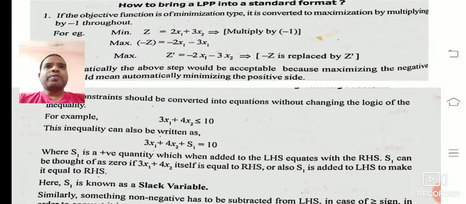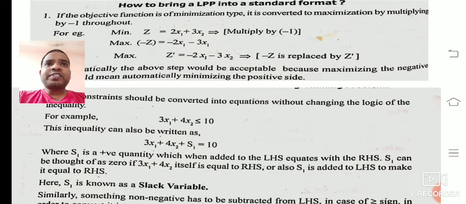Okay, if they are given in the problem, then the first step is to convert the problem into the standard format of LPP. The first one is: if the objective function is of minimization type, then it is converted into maximization by multiplying by -1 throughout. For example, the problem is minimization z equals 2x1 plus 3x2.